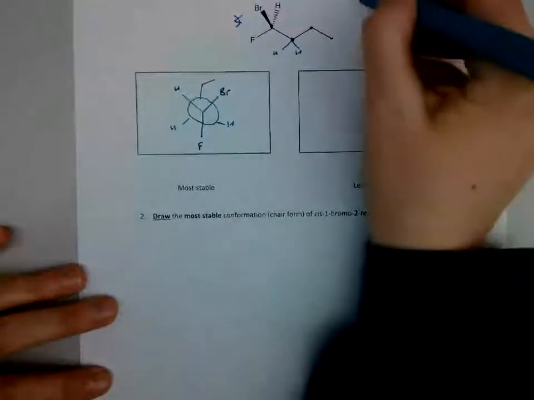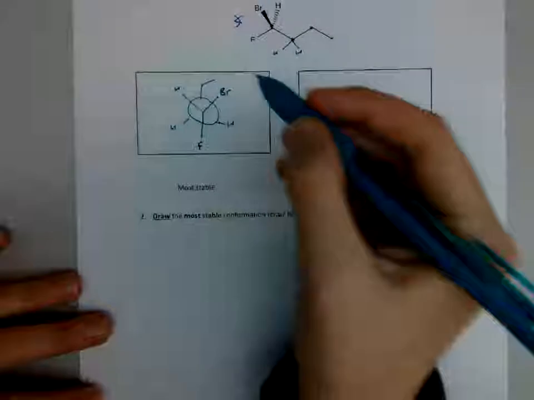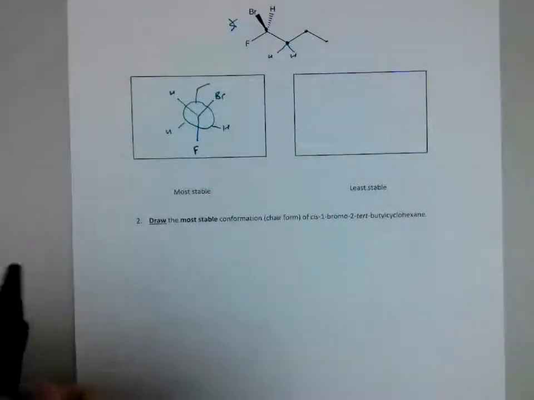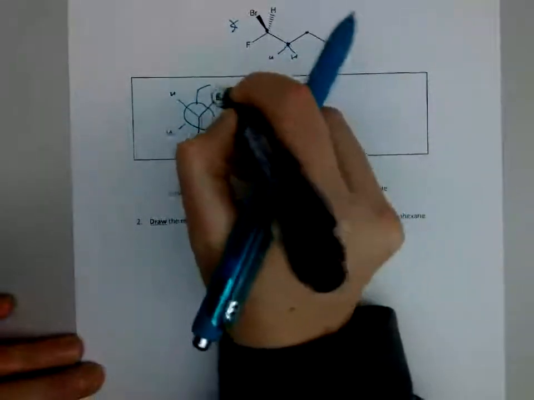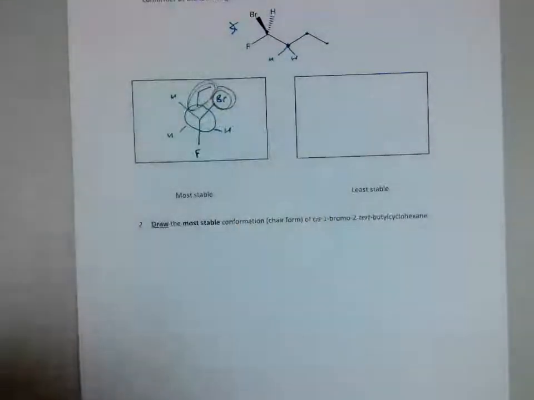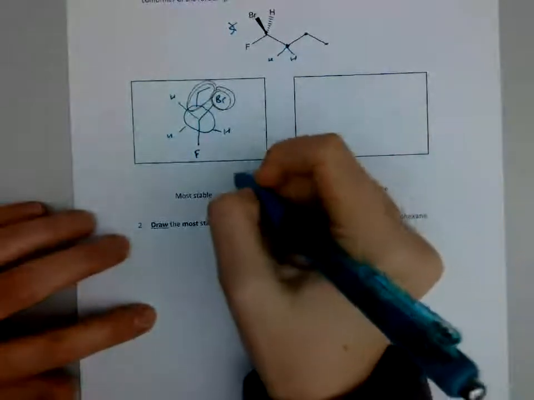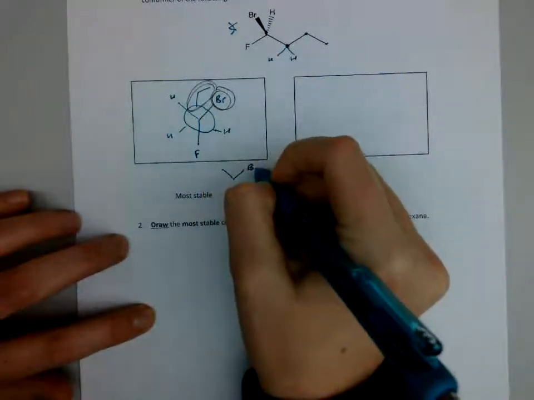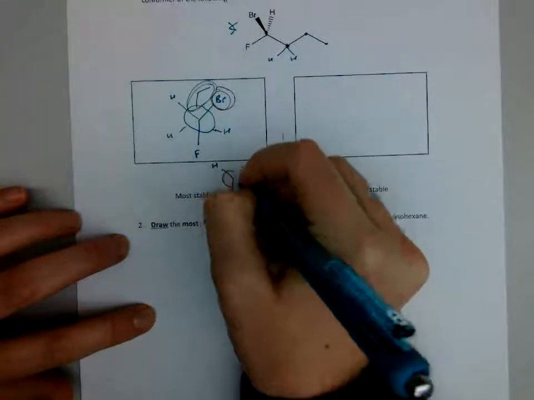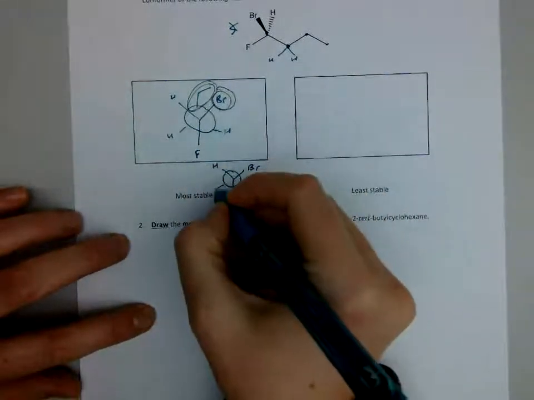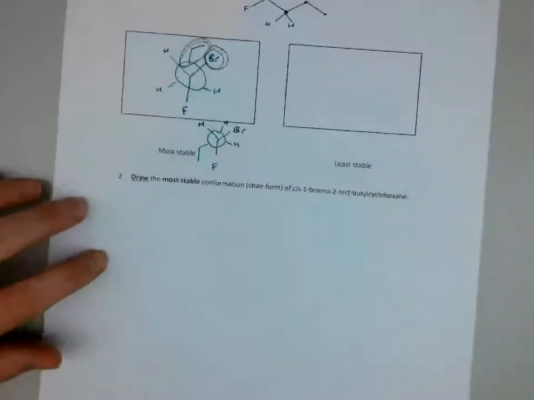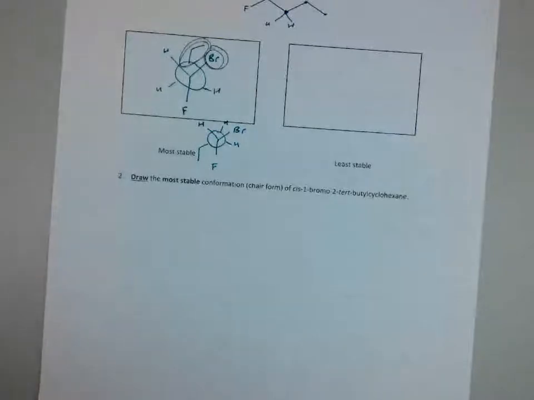this one in the box, but the most stable conformation will have the 2 biggest groups opposite of each other. So the biggest group on this front carbon is the bromine. Bromine is bigger than fluorine, and the biggest group on the back carbon is a CH2CH3. So the most stable conformation will actually look like this: CH2CH3 here, and a hydrogen and a hydrogen. So this is how I would draw the most stable conformation.